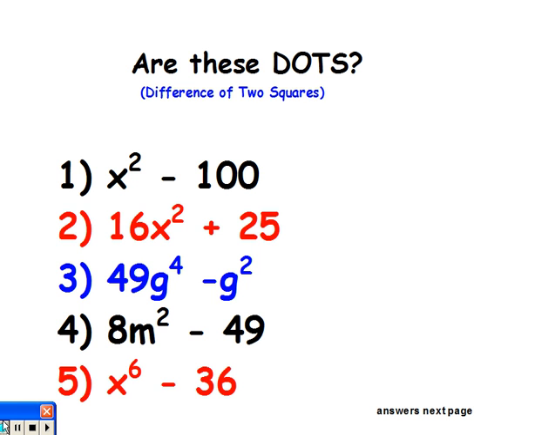So now let's determine, are these 5 polynomials actually differences of 2 squares? Please press pause and decide what you think, and then press play again.